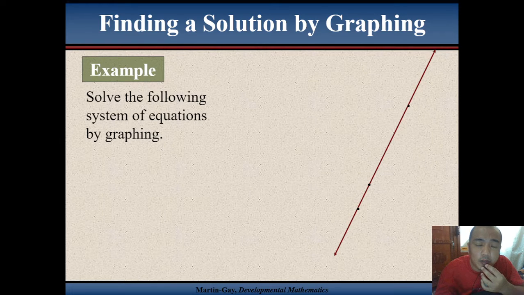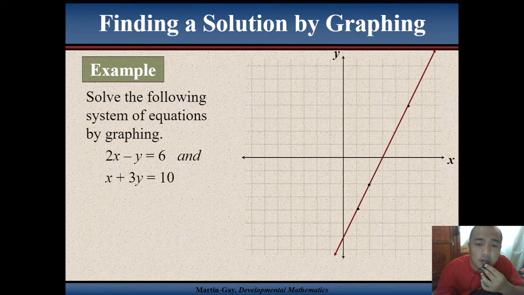Solve the following system of equations by graphing. Number 1: 2x minus y equals 6 and x plus 3y equals 10. So what will you do here? First, you draw the graph of the two lines and see where the point of intersection is. For 2x minus y equals 6, we have here the graph. We have learned how to find its x- and y-intercepts. The x-intercept is 3. That's right. And the y-intercept is -6. Correct.